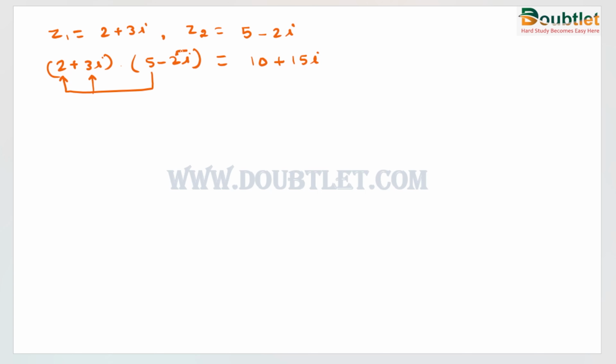Then we consider the minus 2 iota term, and multiply it by 2 and then by 3 iota. So minus 2 iota multiplied by 2 becomes minus 4 iota, and minus 2 iota multiplied by 3 iota becomes minus 6 iota square. In the previous slide we learned that iota square is minus 1. If we replace iota square with minus 1, this becomes plus 6. So we can write 10 plus 11 iota, because 15 iota minus 4 iota is 11 iota, and the real part becomes 6. So the multiplication of this is 16 plus 11 iota.